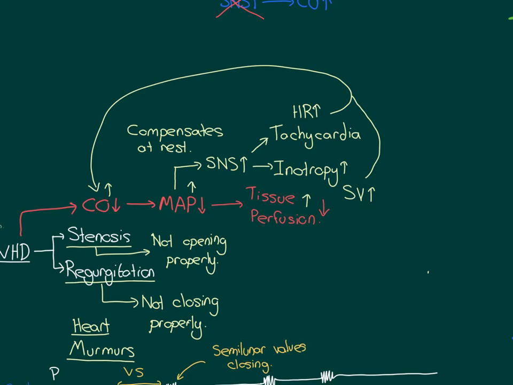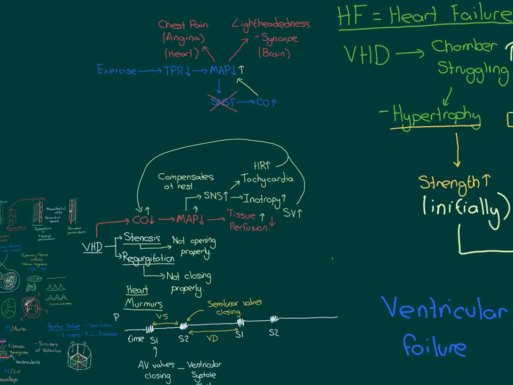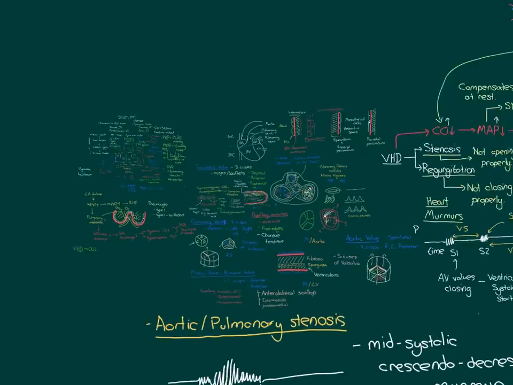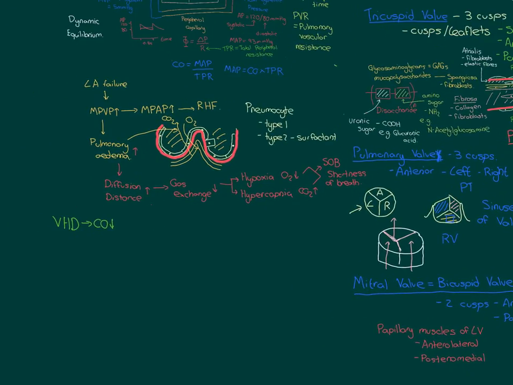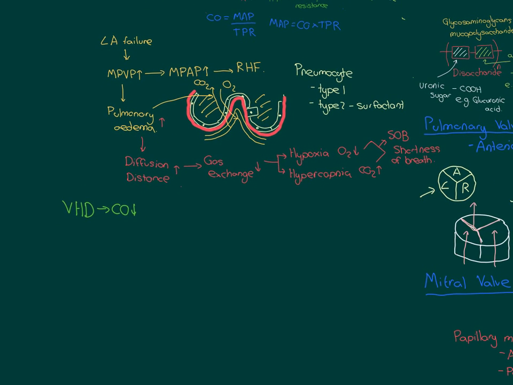If we took all of this away, cardiac output would be much reduced, but it doesn't quite bring it up to the healthy level, so you still end up with cardiac output being too low overall. So yes, this does compensate, but it doesn't compensate completely. So overall, in any heart failure process, you're always going to have reduced cardiac output. Now, that will therefore lead to mean arterial pressure being lower than it should be.